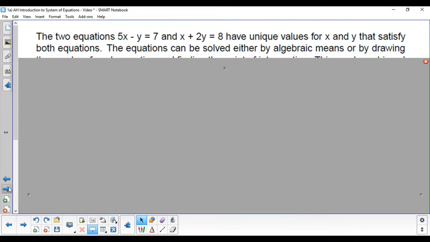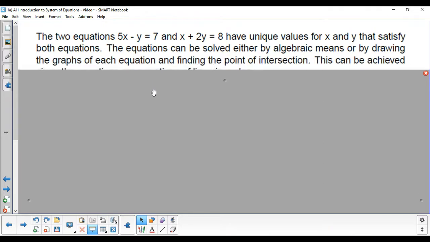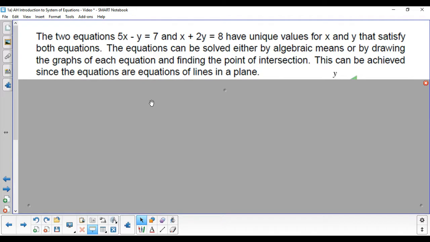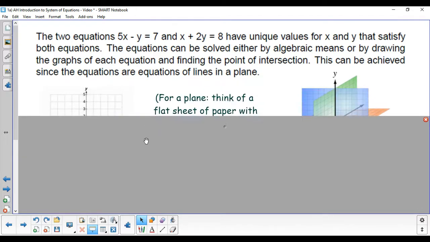Okay, two equations, 5x take y equals 7, and x plus 2y equals 8, have unique values for x and y that satisfy both of the equations. The equations can be solved either by algebra or by drawing the graphs of each one to find the point of intersection. And this can be achieved because the equations of the lines are in a plane.